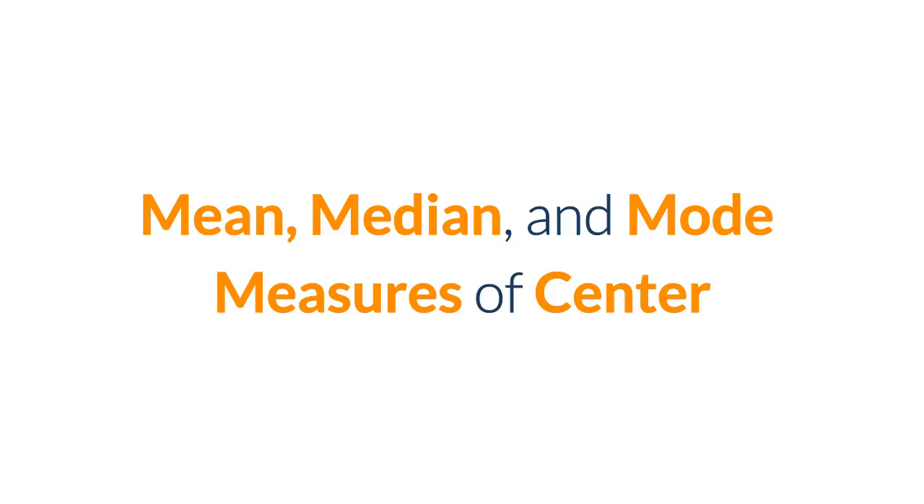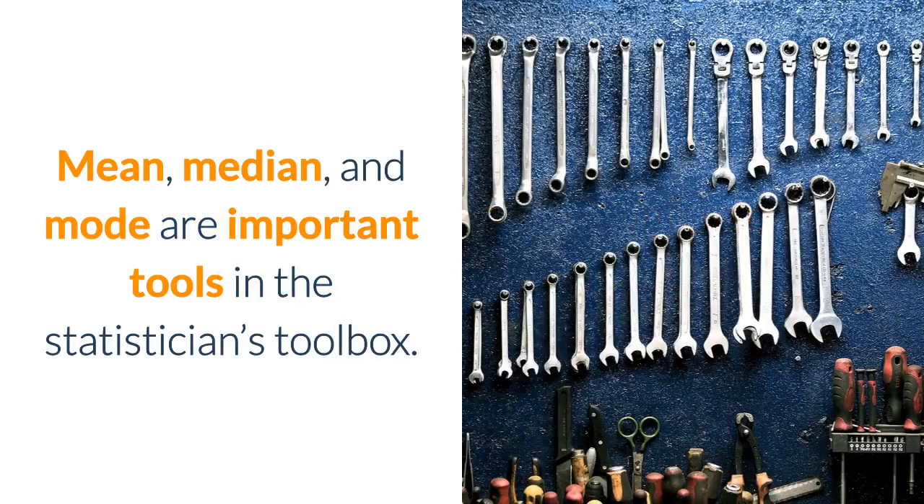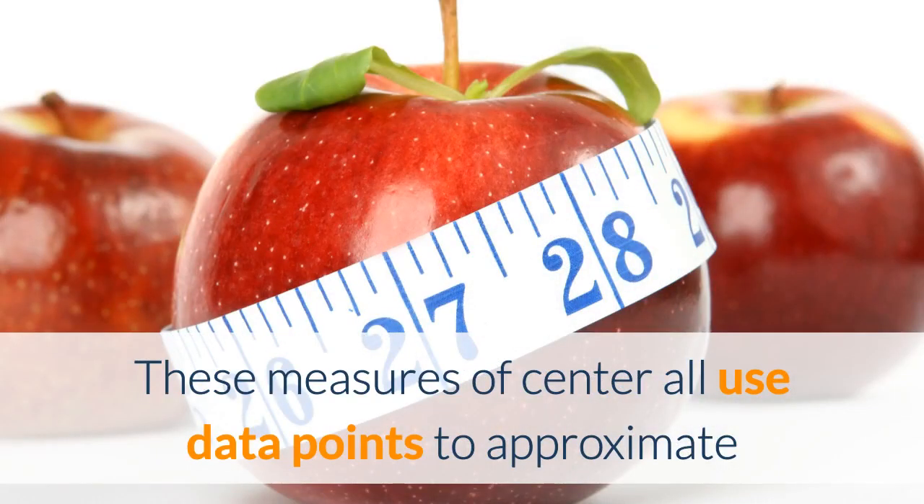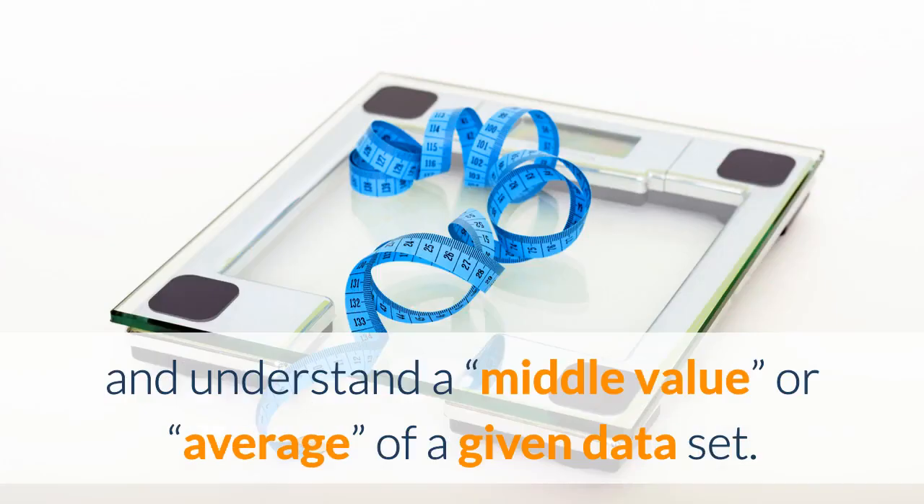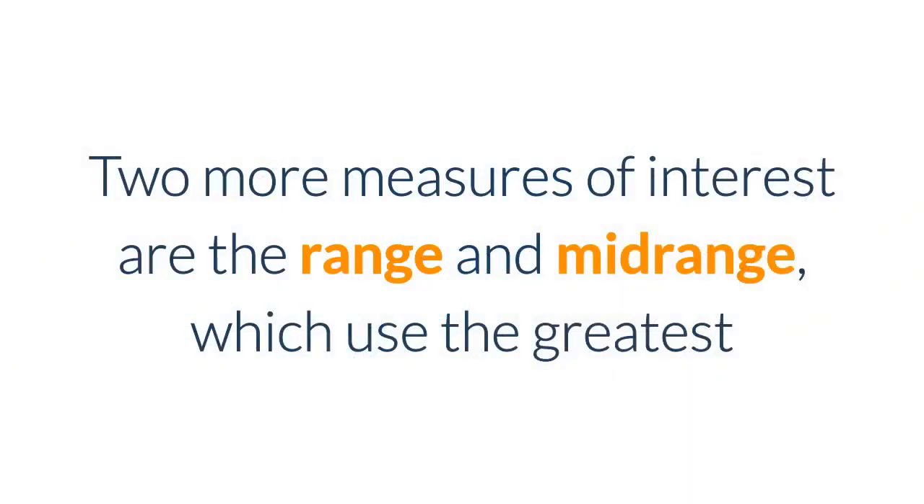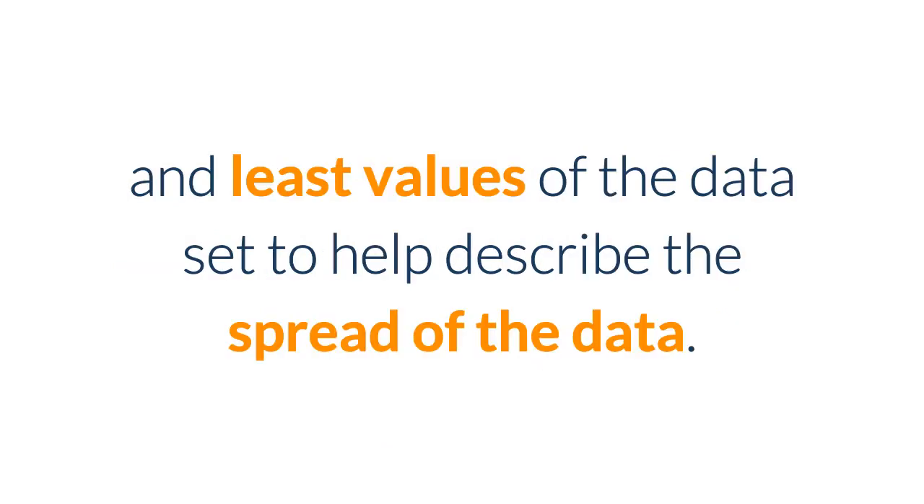Mean, median, and mode, measures of center. Mean, median, and mode are important tools in a statistician's toolbox. These measures of center all use data points to approximate and understand a middle value or average of a given data set. Two more measures of interest are the range and mid-range, which use the greatest and least values of the data set to help describe the spread of the data.